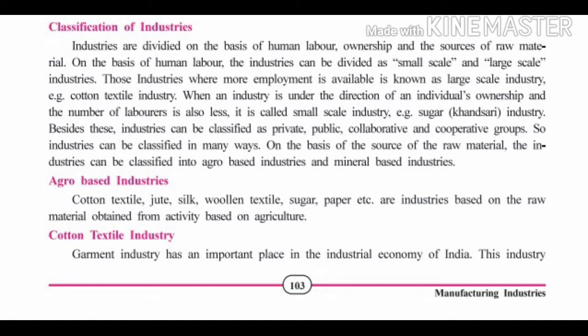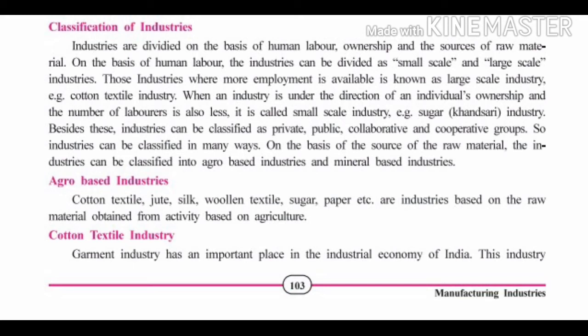Cotton textile, silk textile, jute textile, woolen textile, paper, sugar, edible oil, etc. are agro-based industries. That means the raw material is directly obtained from agriculture, while iron, steel, cement, glass, aluminium, copper, chemicals, transportation equipment, and electronic industries are all mineral based industries. Agro based industries. First we will learn about the cotton textile industry.